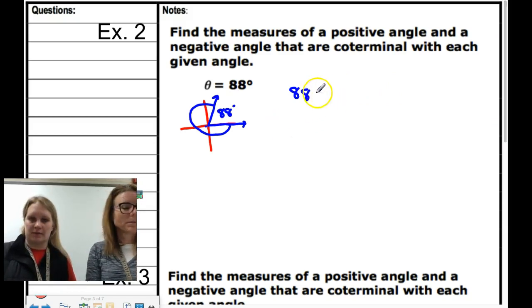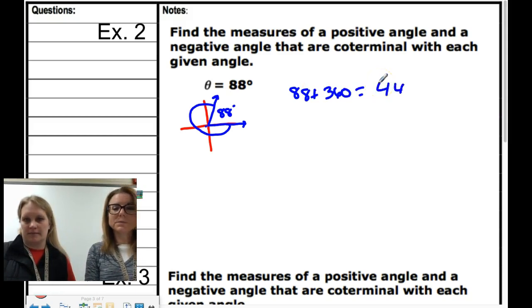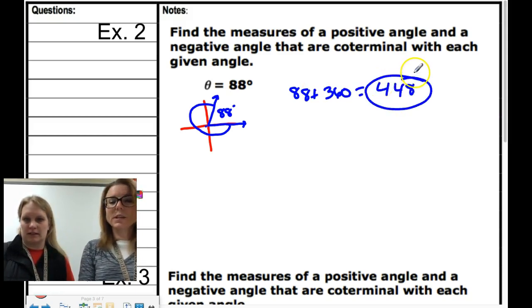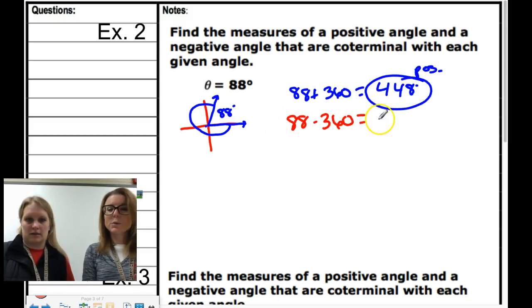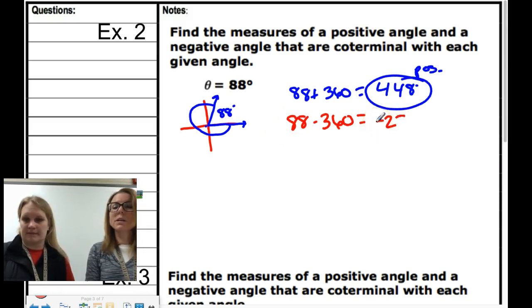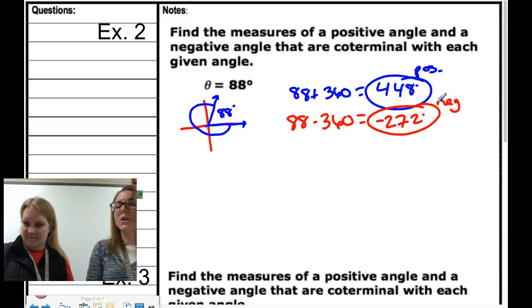So we're adding 360, and that would be 448 degrees. Let me put a little degree symbol on there since it is an angle. And then you take 88 minus 360, which is negative 272 degrees. So that's one positive and one negative coterminal angle.